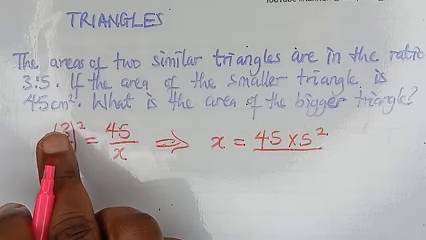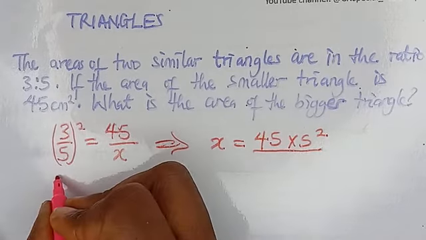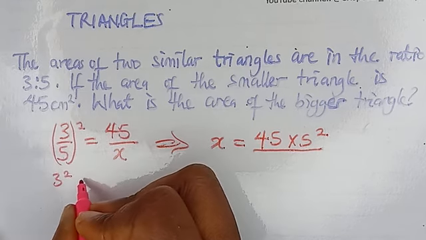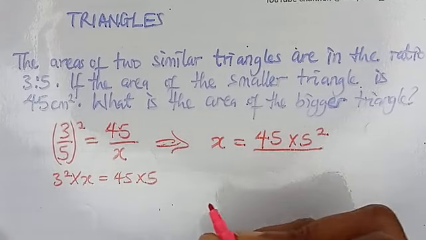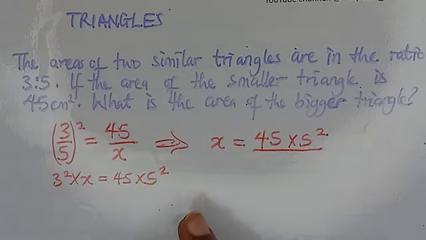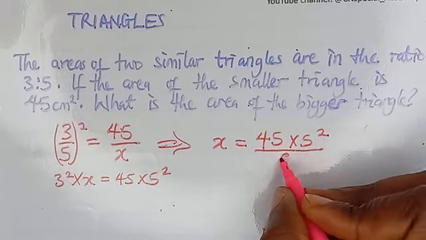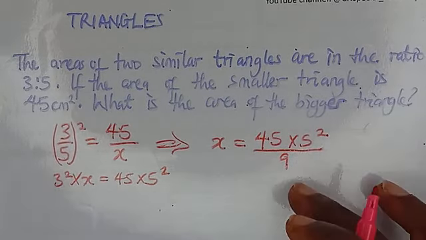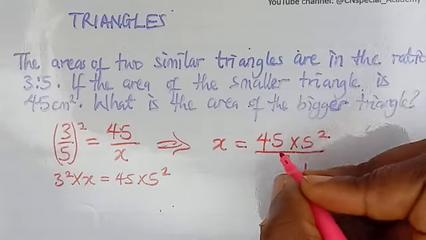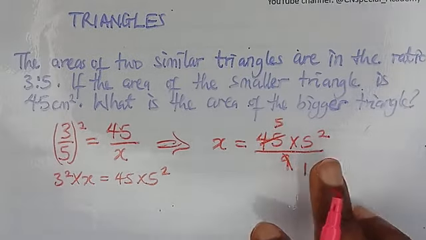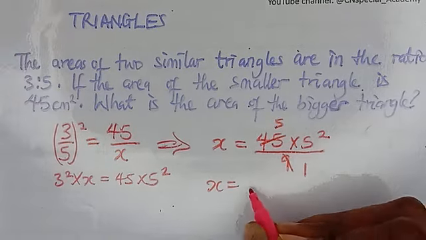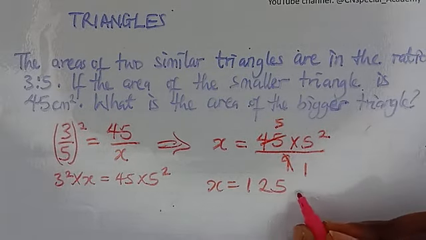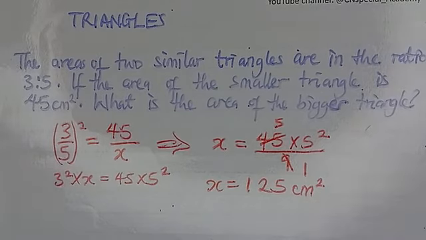By the time we cross multiply, we have that 3 squared times x is equal to 45 times 5 squared, right? So at the end of the day, we divide both sides by 3 squared, which is 9. Is that okay now? So we divide by 9. 9 into itself is 1. 9 into 45 is 5. 5 times 5 squared, that is 5 times 25, is equal to 125. So this is area, it's in units squared. Okay, so you see, it's as simple as that.